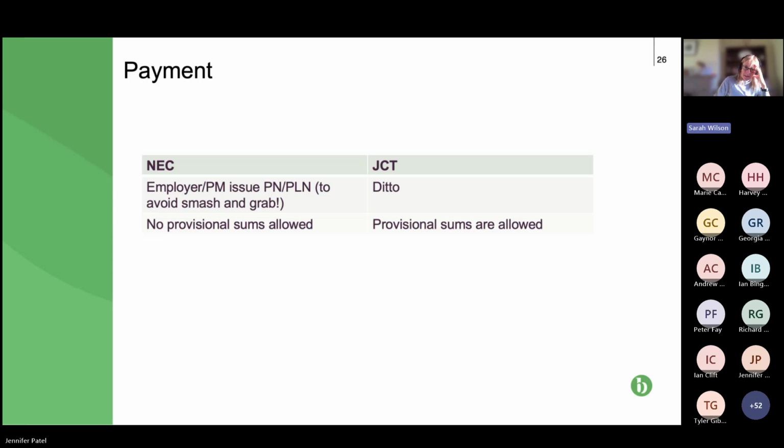The one thing to note is that the NEC has no mechanism for provisional sums, whereas the JCT does. So you just need to be careful with NEC, because if you do want provisional sums, they can be incorporated through the Z clauses, but you just need to ensure that they're properly incorporated so that when the provisional sum will be payable is clear, how much will be payable is clear in those Z clauses. So if we can have the next slide, please.